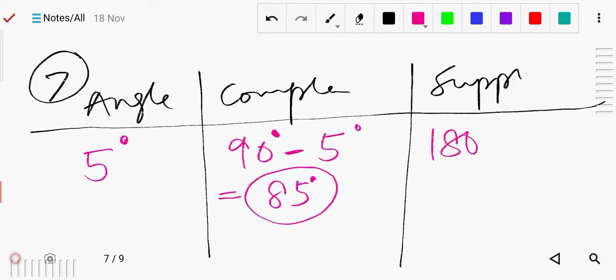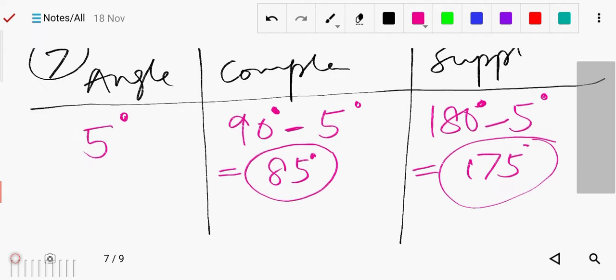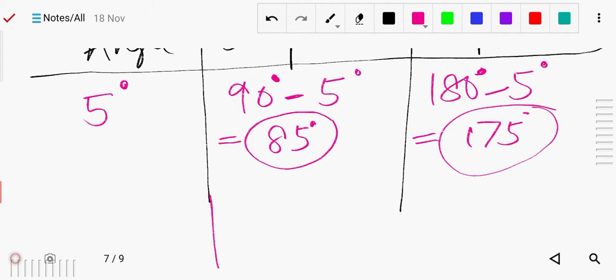Similarly you can do for here also. The sum of the supplementary angles is 180. So 180 minus 5 degrees, it will be 175. So that's your answer. Okay, so you have to do it like this. In the table you have to subtract and write.